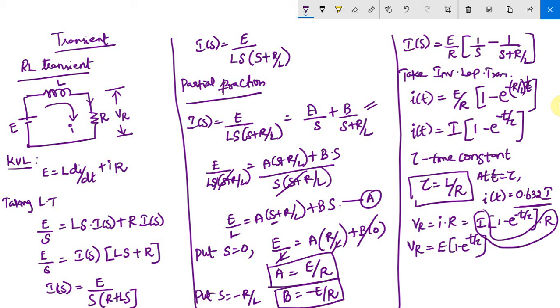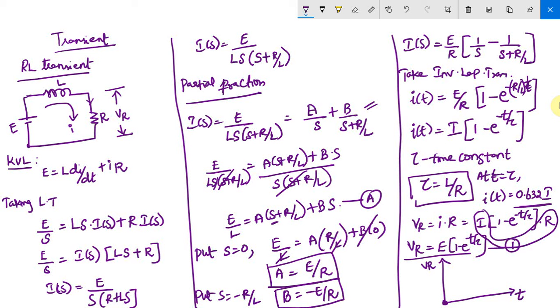Right? So shall we draw a transient response for this? I'm going to take the x-axis to be time and the y-axis to be the output voltage VR. Now substitute t = 0 in this equation. Let me take this as equation number 1.